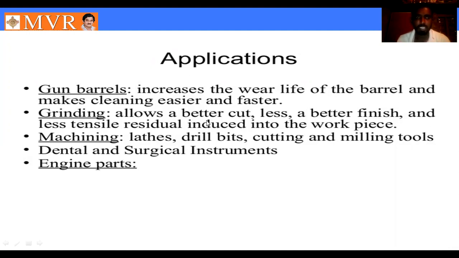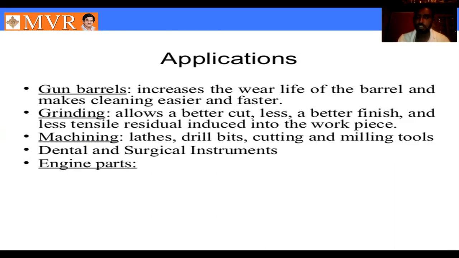In grinding, see here, it allows better cutting and better finishing. In machining processes also we can use cryogenically heat treated materials: lathes, drill bits, cutting tools, and milling tools. Next are dental and surgical instruments; cryogenic heat treated metals are used to manufacture dental and surgical instruments also. We can manufacture engine parts with this metal too. So these are the cryogenic heat treatment applications.